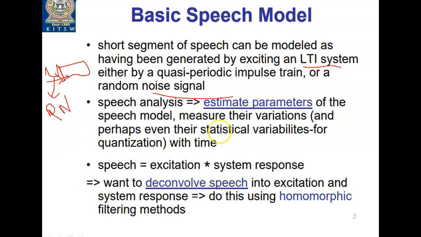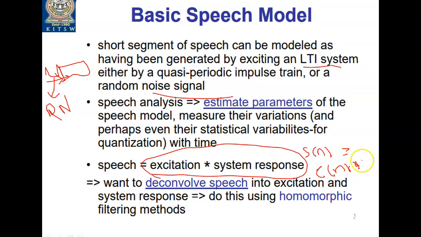We need to estimate the parameters of the speech model, and we also know speech is nothing but excitation convolved with the system response. So I can write it like this: if speech is s[n], it is given by the excitation e[n] convolved with the system response h[n]. What we want to do here is deconvolve the speech into the excitation and the system response. That is possible with the help of homomorphic filtering methods, which we are going to learn in this video.